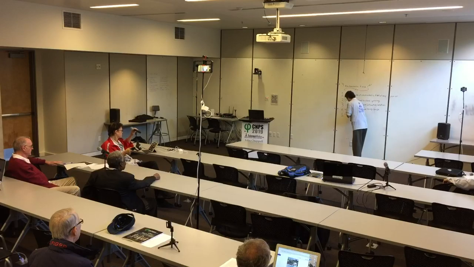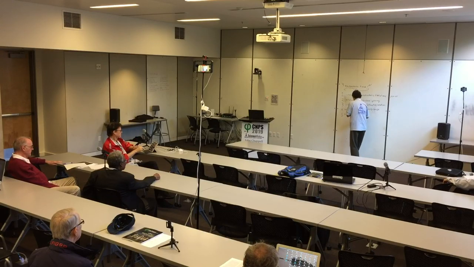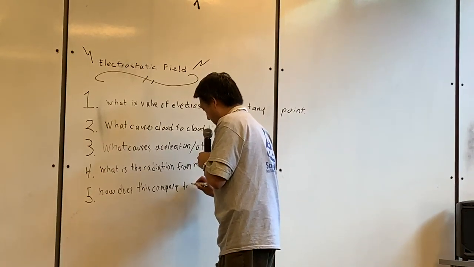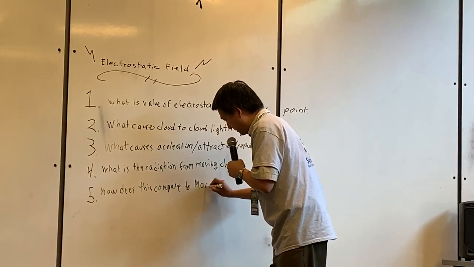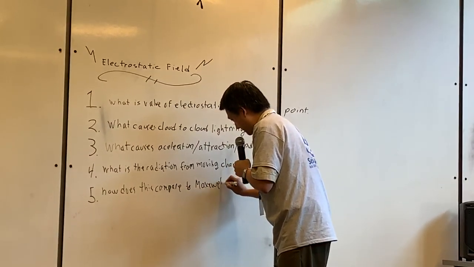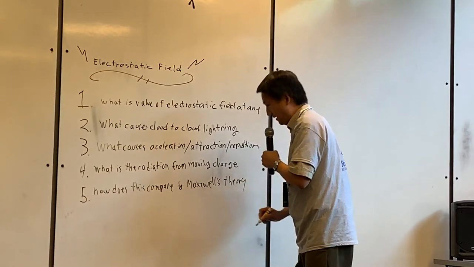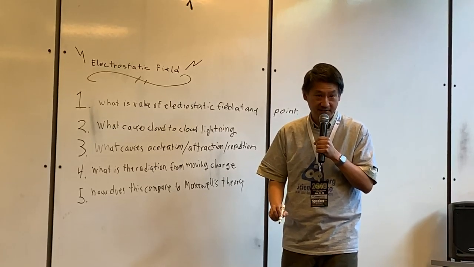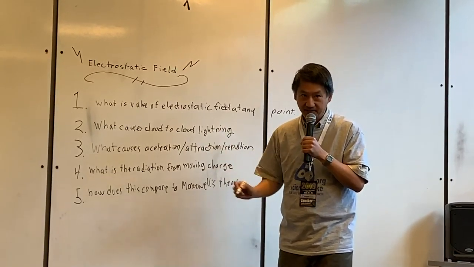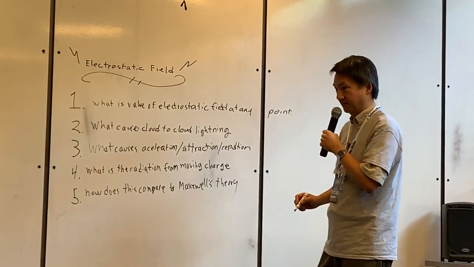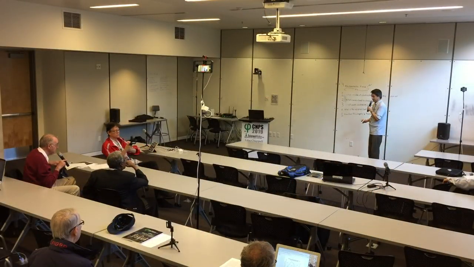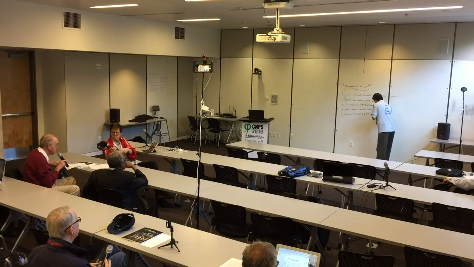Well, I suppose that would be a general question because it's not necessarily my theory. No, but then it could be, how does this compare? He was using my in the generic sense. How does this compare to Maxwell's theory? And are you talking about any particular year, 1861, 1865?